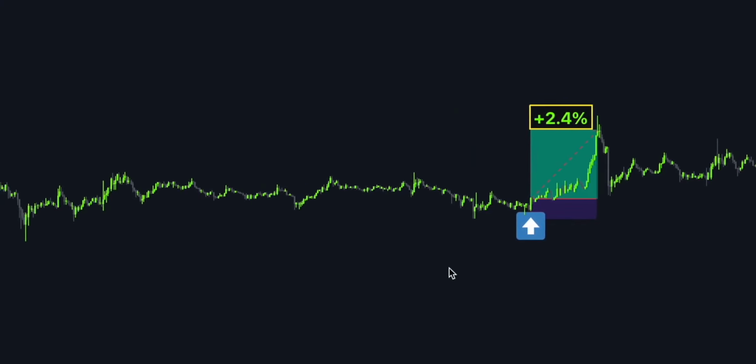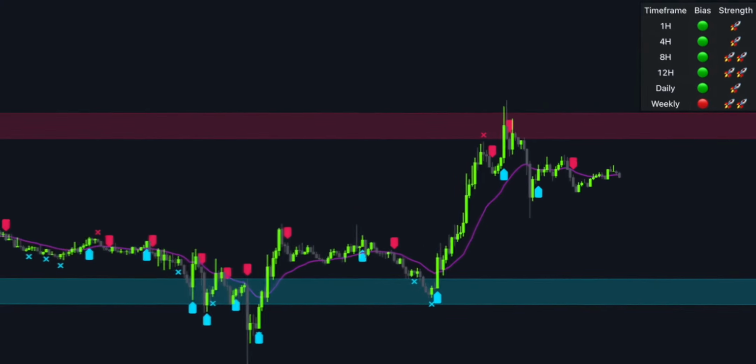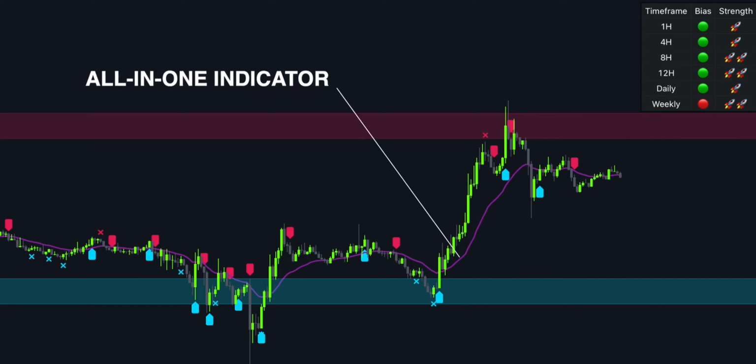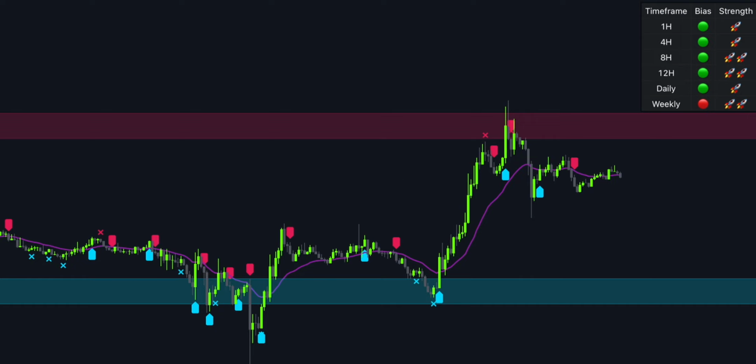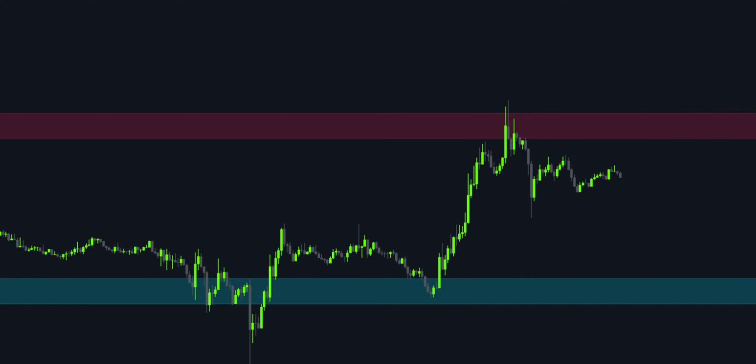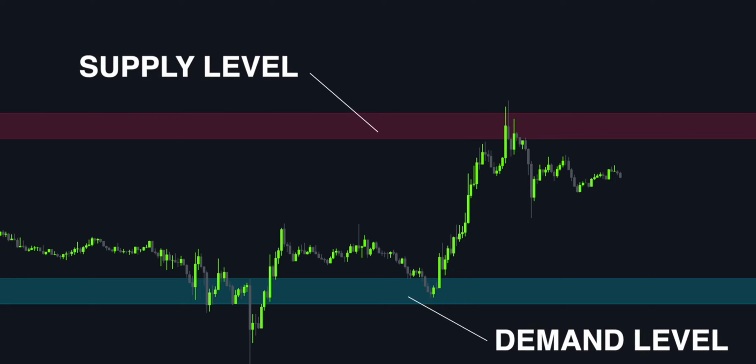Without wasting any time, let's begin the tutorial. The reason this indicator is so powerful is because it has pretty much everything you need for an in-depth price analysis. Even if you're a price action trader who relies on supply and demand principles, this tool can make your price analysis 10 times easier.